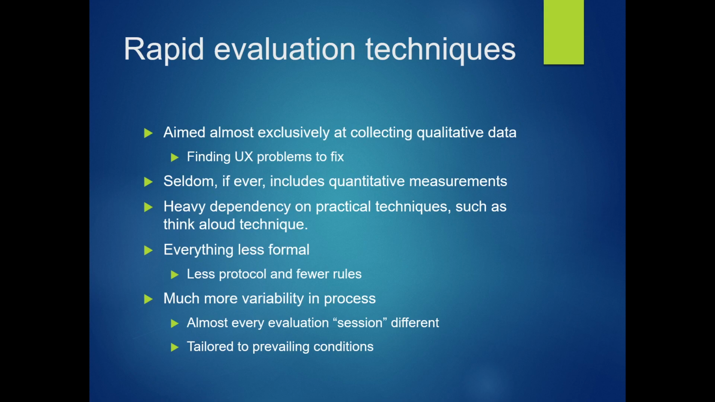Rapid evaluation techniques always aim at finding qualitative data. That means we observe the user, take the user's opinion, and then finally do the evaluation. So basically we are finding UX problems cost-effectively, and then we fix them. However, in some situations we also work with quantitative measurements, like giving ratings from 1 to 5 or taking opinions on a rating scale. That also can be done, but with quite few. There is heavy dependency on practical techniques.